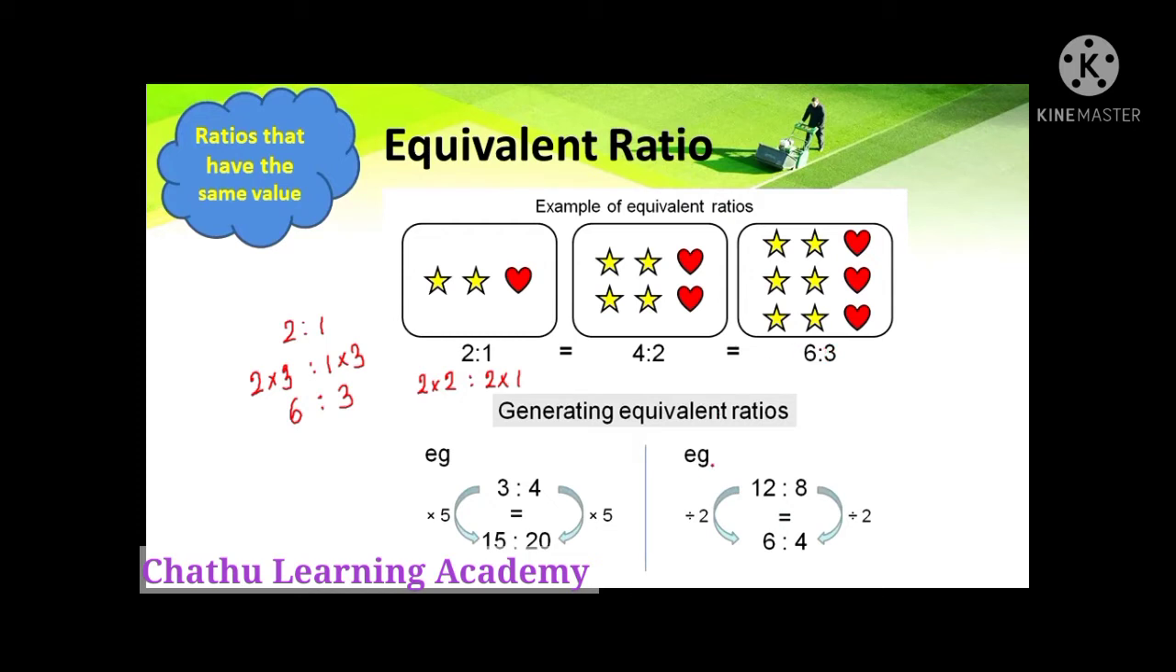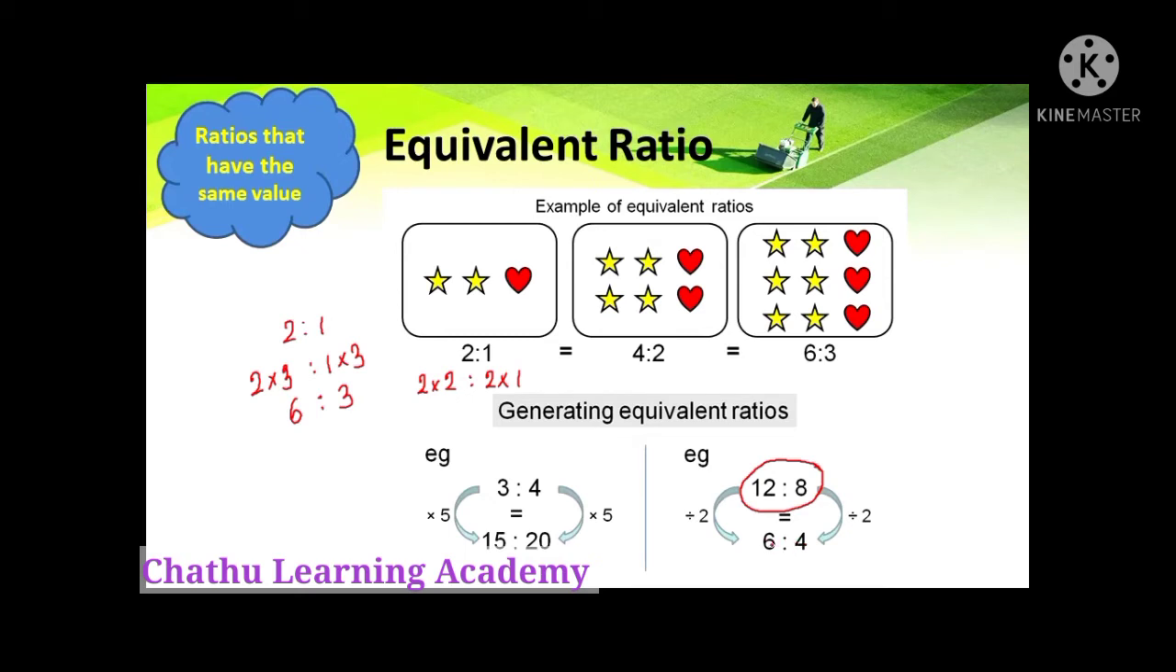And also there is another method. By dividing also you can get equivalent ratios. When you are finding the simplest form, you have to divide. Here this is the given ratio, 12 to 8. Here we want to find the equivalent ratio by dividing. Here these two terms are divisible by 2. We can divide both sides by 2. Then here this is the answer, 6:4.